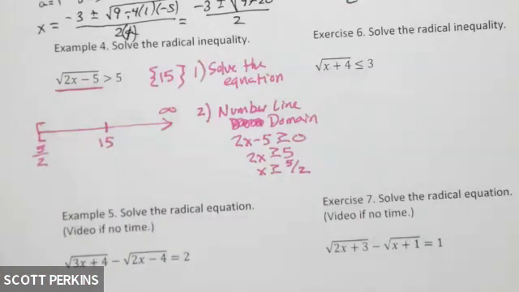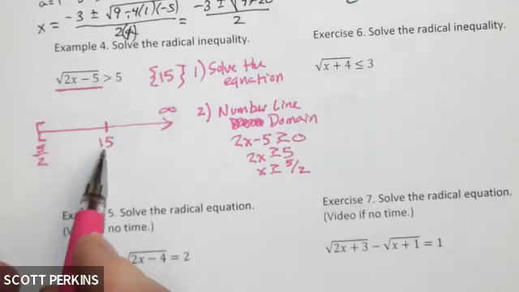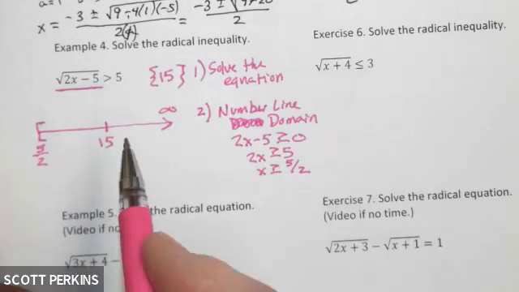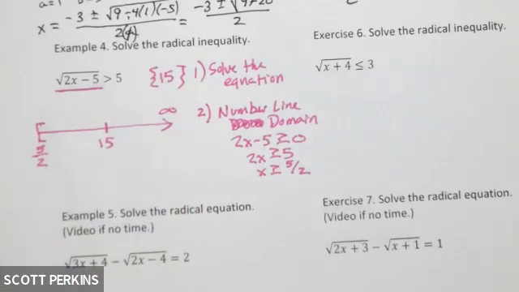And now I've divided my domain up into 2 intervals. I've got the interval from 5 halves to 15, and I've got the interval from 15 to infinity. And we're going to check them just like we have in other problems. So I'm going to pick a number from 5 halves to 15.